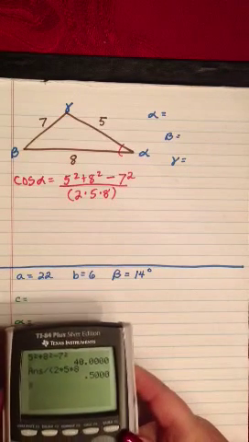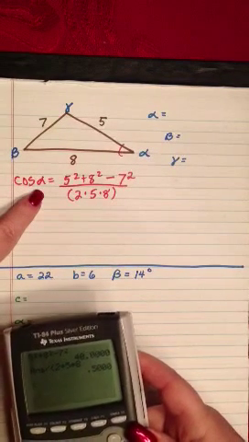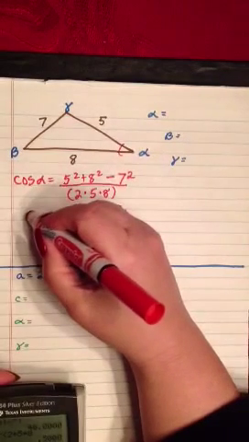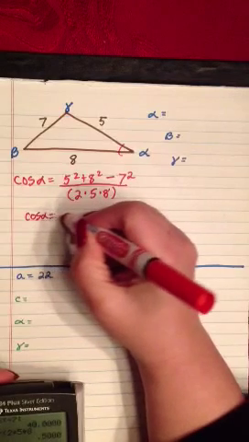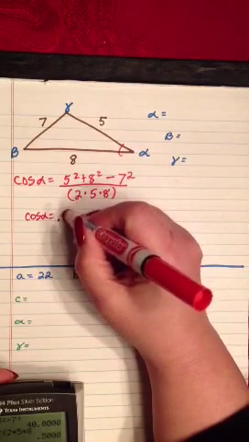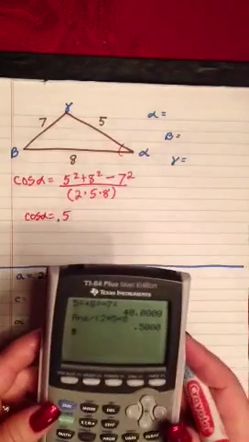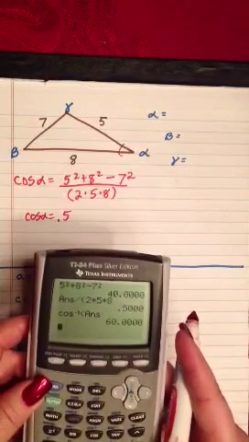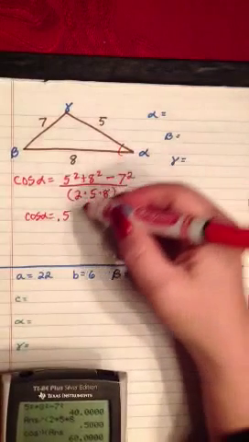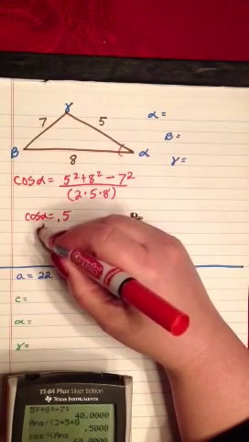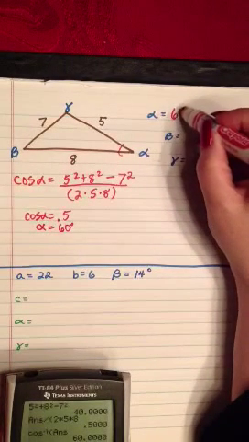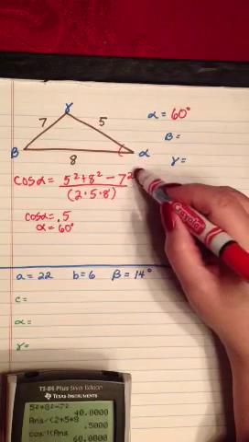And so then, because that's what the cosine of alpha is equal to, officially you could say cosine of alpha is equal to 0.5, okay? So then I'm just going to go second cosine, second answer. And so it tells me that alpha is equal to 60 degrees. Alpha is equal to 60 degrees. So I'm going to go ahead and write that in, okay?